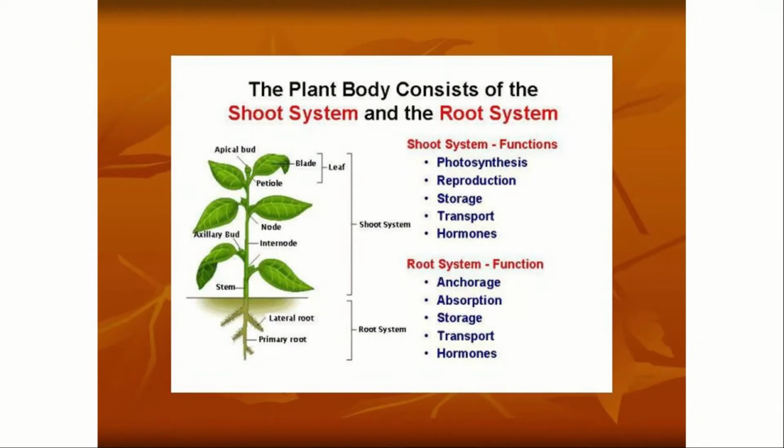So the plant body consists of shoot system and root system. Root system is below the soil and shoot system above the soil. The basic functions of the shoot system are photosynthesis, reproduction, storage, transport and hormones. And the functions of the root system are anchorage, absorption, storage, transport and hormones.